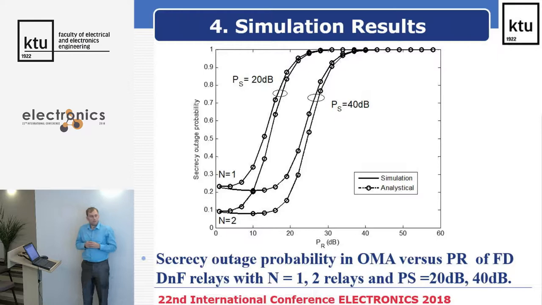Here you can see the influence of the power of signals at relay nodes. We also change the power of the signal at the source to 20 and 40 decibels, and we can see that the secret outage probability decreases with higher power of signal. Also, it impacts the number of relays. When we use one relay and two relays, we can see that when we use more relays, results are more efficient.